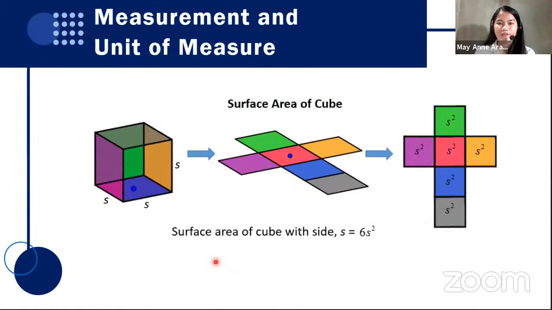Next, we have the surface area of a cube. We know that in a cube, all of the faces are squares. So lahat ng area nun ay ano? Area lang nun ay S squared. Ano? So just how many faces are there? O ilan yung squares sa cube? 1, 2, 3, 4, 5, 6. So just multiply S squared by 6.